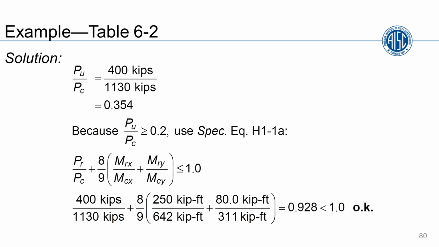Plugging into that equation, as you can see with all the variables we look at, which was the 400 divided by the 1130 plus 8/9 of the quantity of the 250 kip-feet divided by the capacity of 642 kip-feet plus the 80 kip-feet divided by the capacity of 311 kip-feet, work it out to an interaction equation, and you could see the result is 0.928, which is less than 1.